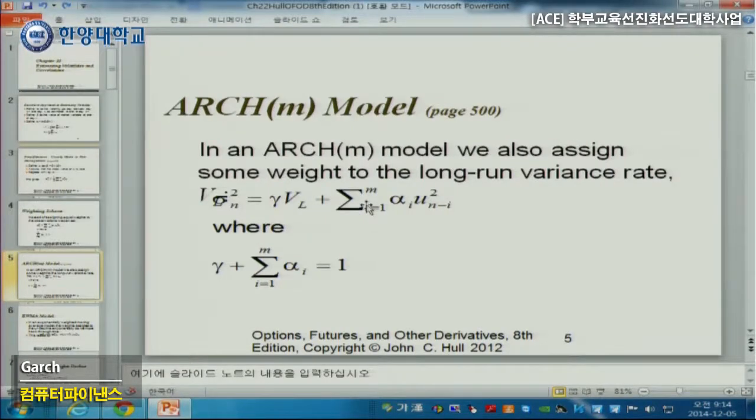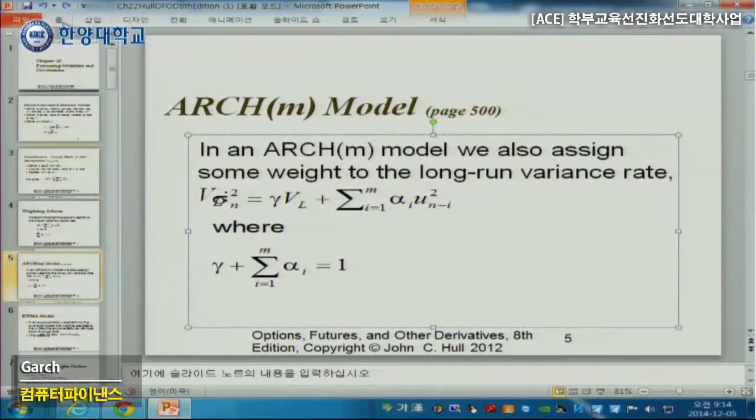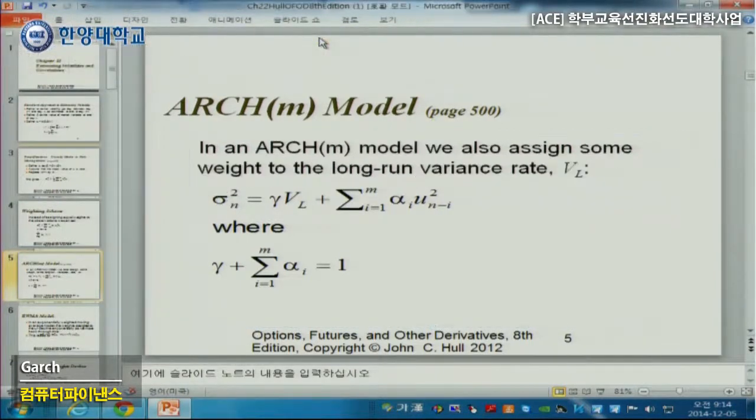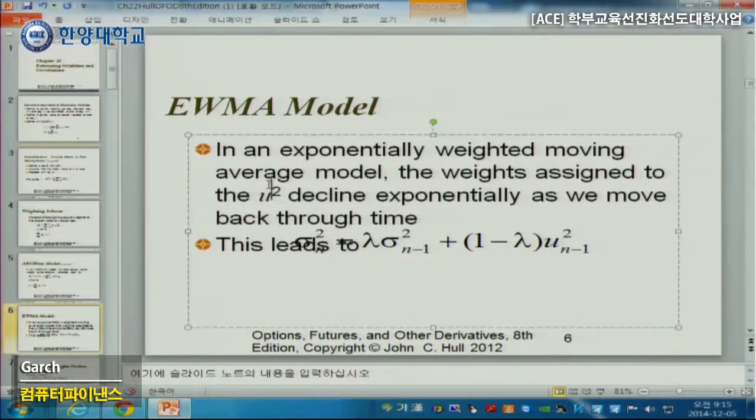And the ARCH model is the following. In an ARCH model, we also assign some weight to the long run variance rate, V L, such that sigma n square is gamma V L plus this historical average, where gamma plus the sum of alpha i equals 1. We can think of V L as a long run average. Sometimes we use this for, for example, just the simple standard deviation. This is called the ARCH model. And then the EWMA model.